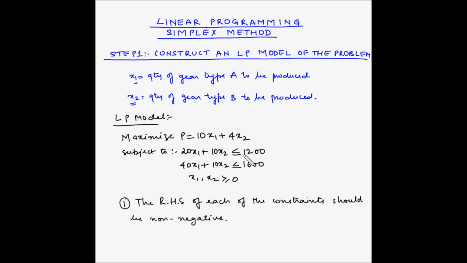So in our case, the constraints are 20x1 plus 10x2 is less than or equal to 1200, and 40x1 plus 10x2 is less than or equal to 1600. And the right hand side, that is 1200 and 1600, both are positive. So this condition is met in our case.